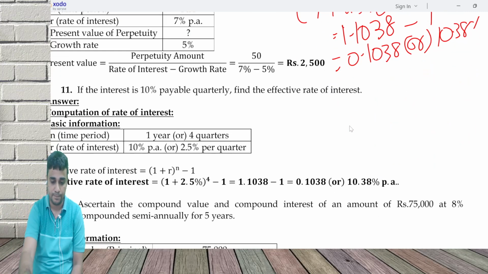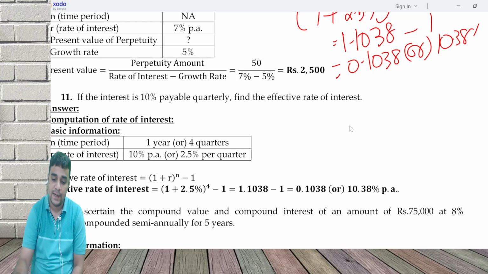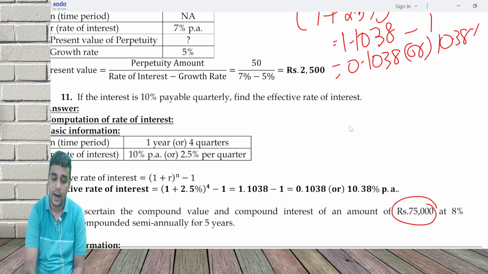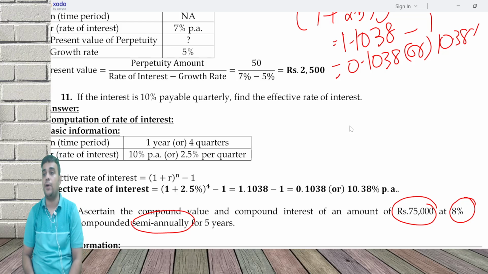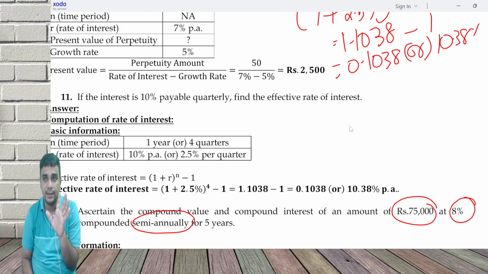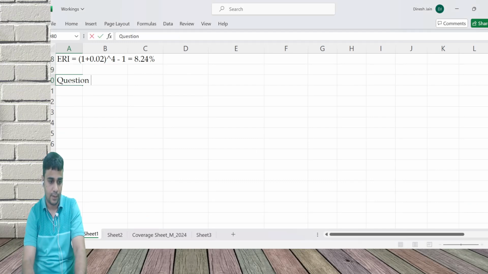Let's look at the next one. Compound value and compound interest of an amount of 75,000 at 8% compounded semi-annually for 5 years. It's basically calculating future value. Compounding means calculating future value. But when you do that, you will have to be a little cautious. Let's write question 12.